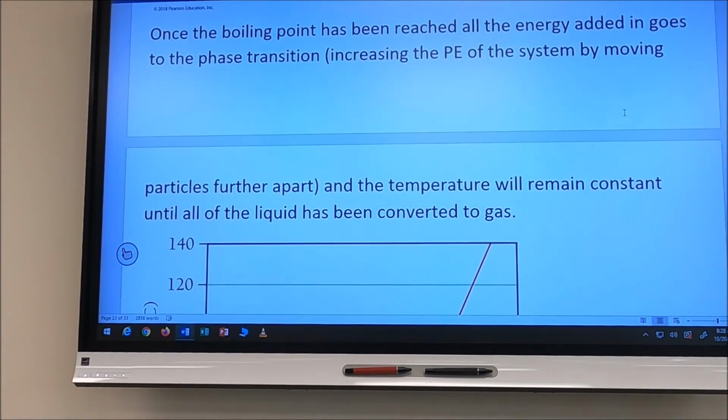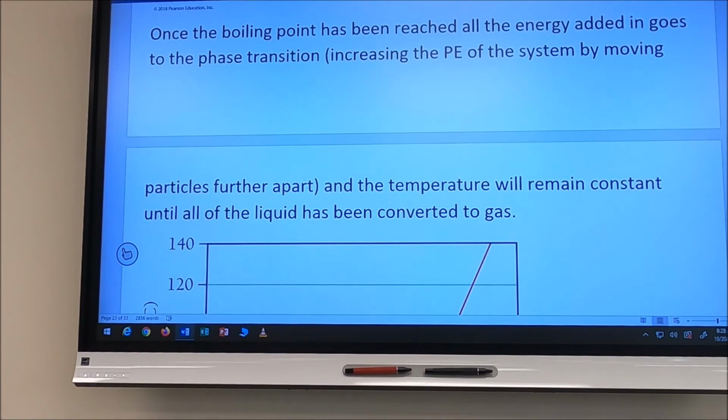So once boiling point has been reached, all the energy added goes to the phase transition, increasing the potential energy of the system by moving particles further apart. And the temperature will remain constant until all the liquid has been converted over into the gas phase.